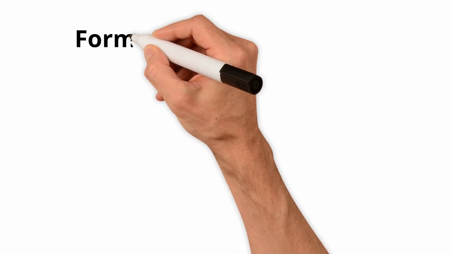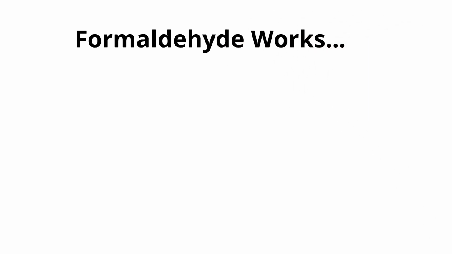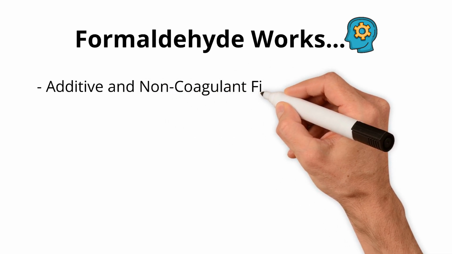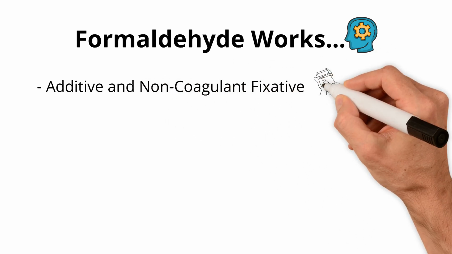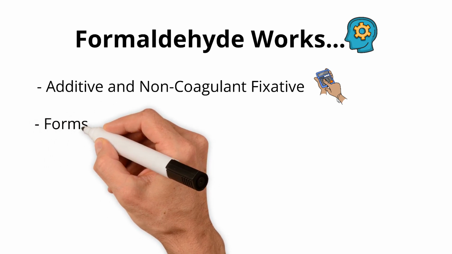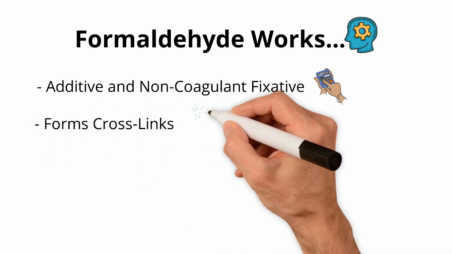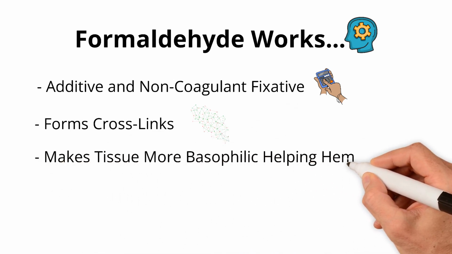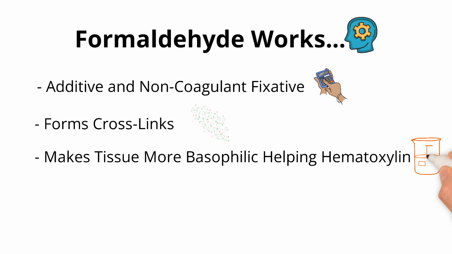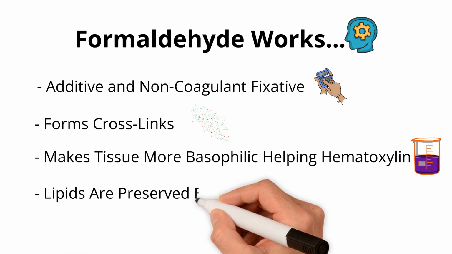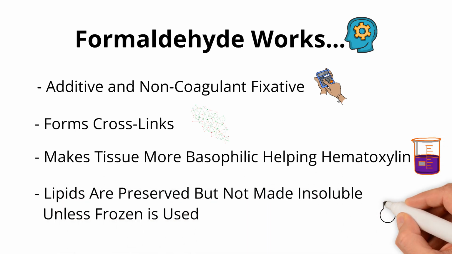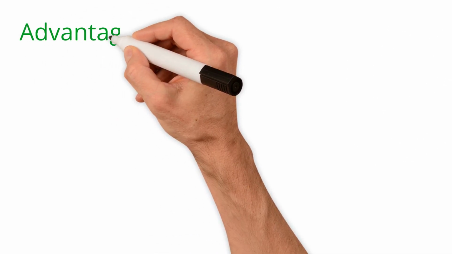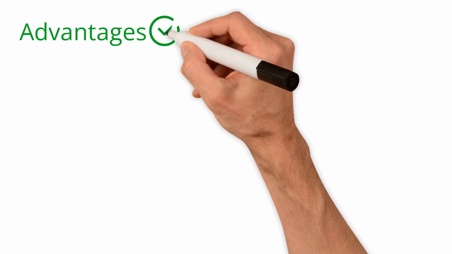Formaldehyde works as both an additive and non-coagulant fixative. It forms cross-links between proteins, especially targeting amino groups, which stabilizes tissue structure. It alters protein binding, making tissue more basophilic, which takes up more hematoxylin. Lipids are preserved but not made insoluble, so they are lost during routine processing. Unless frozen sections are used, it penetrates quickly, but actual fixation is slow. It may take up to 48 hours for complete fixation.